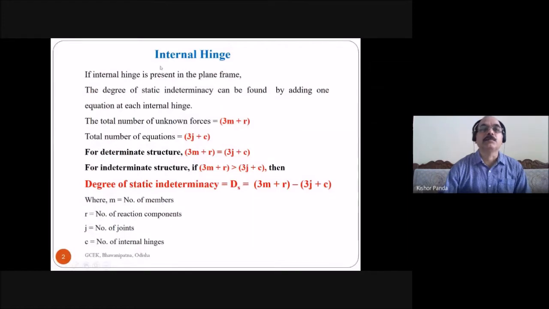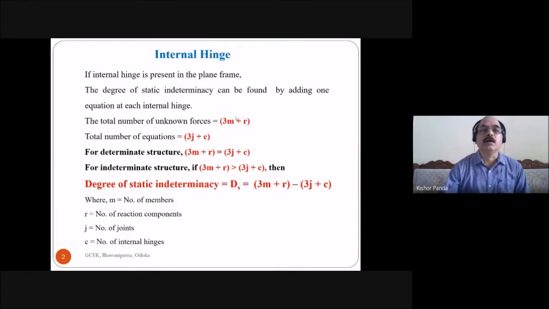But if the frame has an internal hinge, how will we find the degree of static indeterminacy? If an internal hinge is present in the plane frame, the degree of static indeterminacy can be found by adding one equation at each internal hinge. If there is one internal hinge in a member, you have to take one additional equation to the number of equations available at the joint.